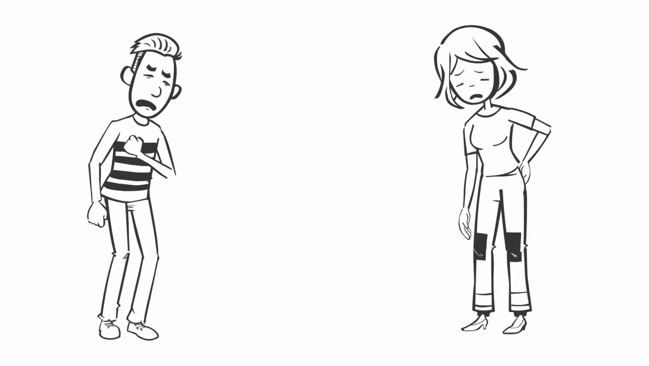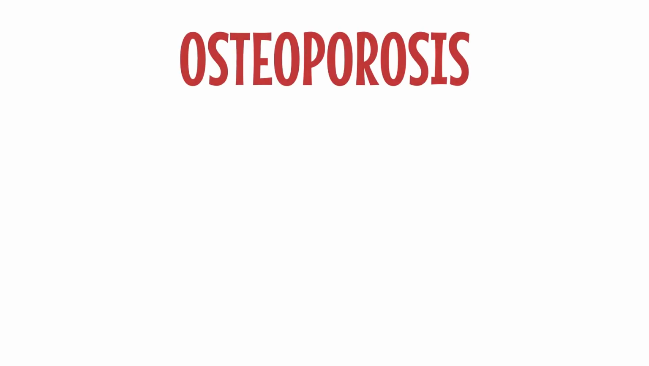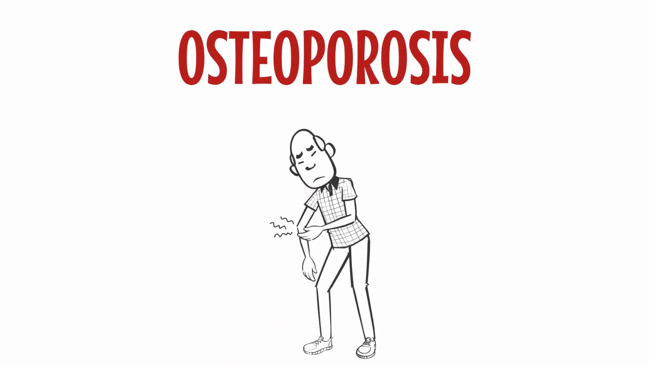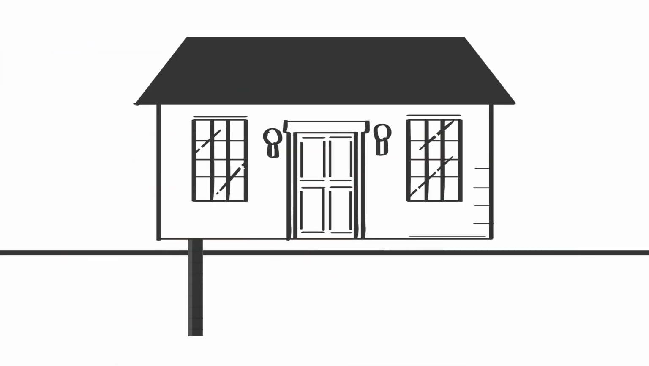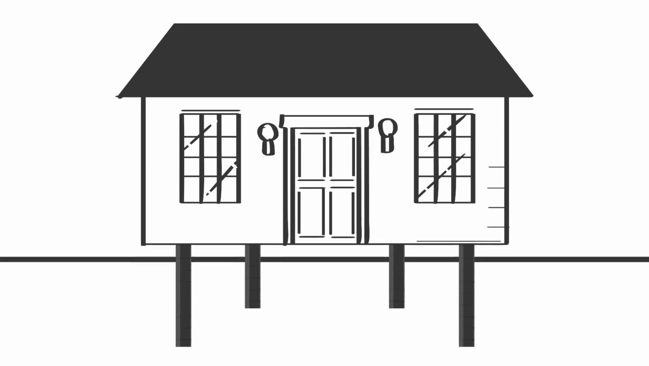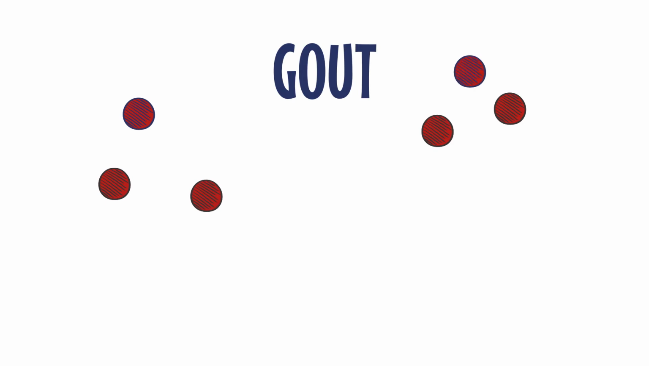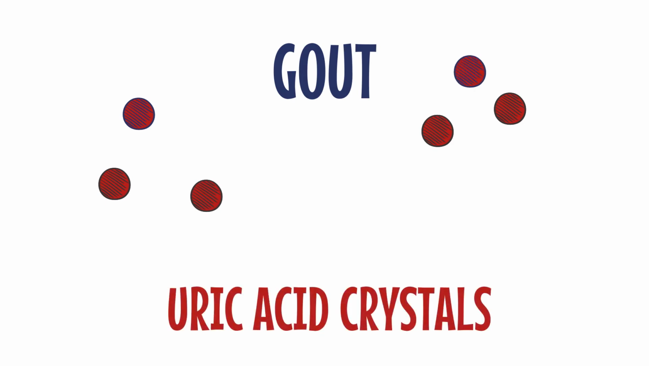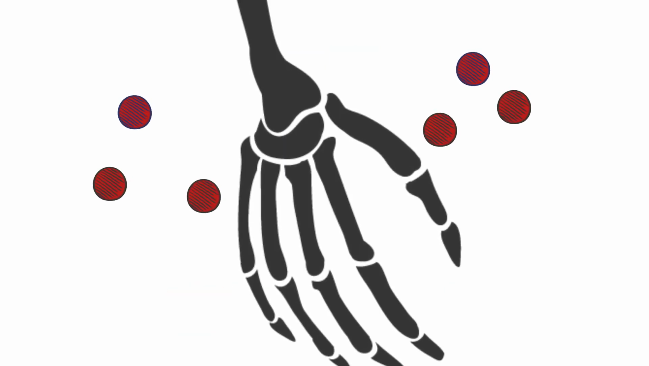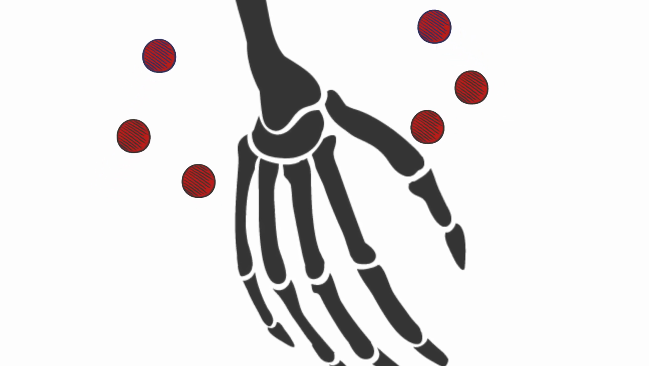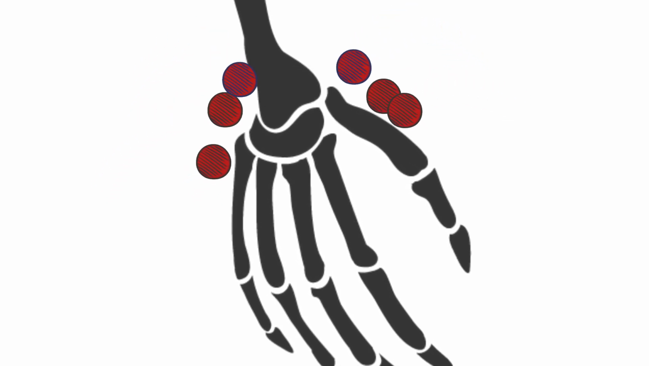Moving on to our bones, let's talk about osteoporosis, a condition where the bones become weak and brittle. Imagine building a house with fragile, crumbly bricks. It wouldn't hold up very well, would it? Lastly, we have gout, a disorder caused by a buildup of uric acid crystals in the joints. It's like having little pebbles inside your joints, causing intense pain and swelling.